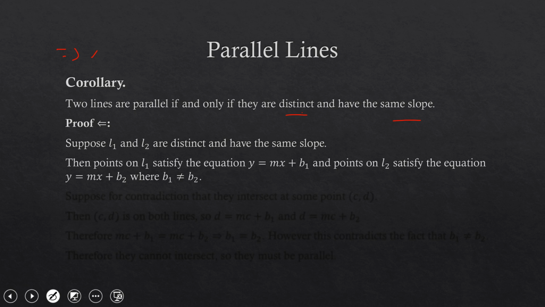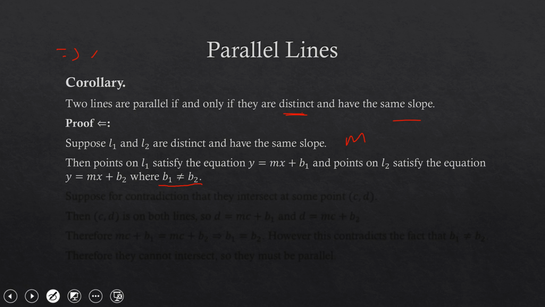So that means that they have some slope, m, and it's the same. And so one line is going to have an equation y equals mx plus b1, and the other line is going to have an equation y equals mx plus b2. And it's kind of important here that b1 is not equal to b2. And why is that? Why can't b1 equal b2? Well, b1 can't be b2 because they're distinct.